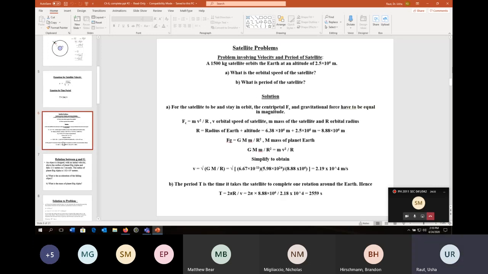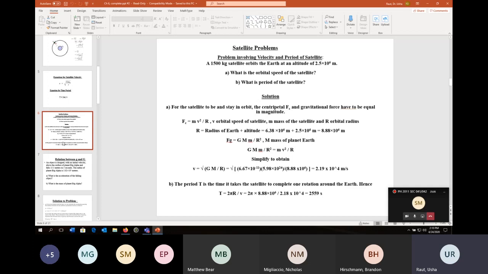Okay, I don't know if you can see, it's a little squished up because I tried to get the entire problem on one screen, but here's a typical problem. A 15 kilogram satellite orbits the Earth at an altitude of 2.5 times 10 to the 6 meters, which is a pretty standard distance at which one seeks to have a satellite. So what's the orbital speed and what's the period?